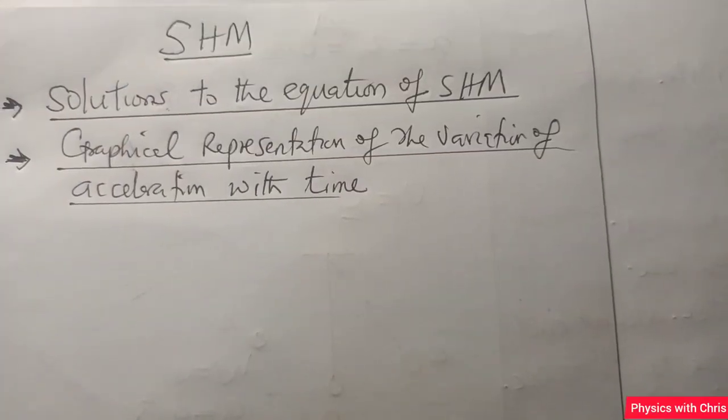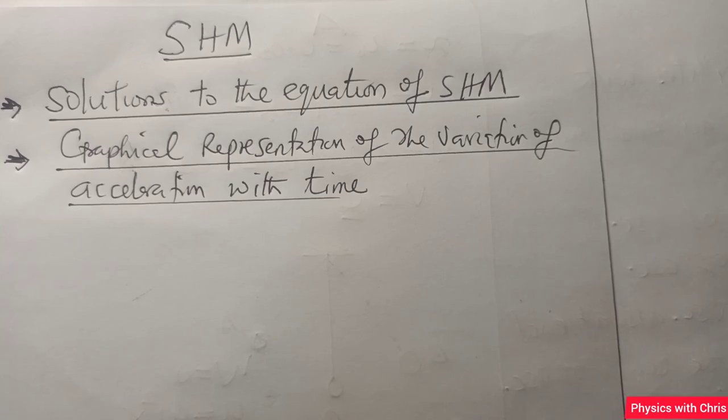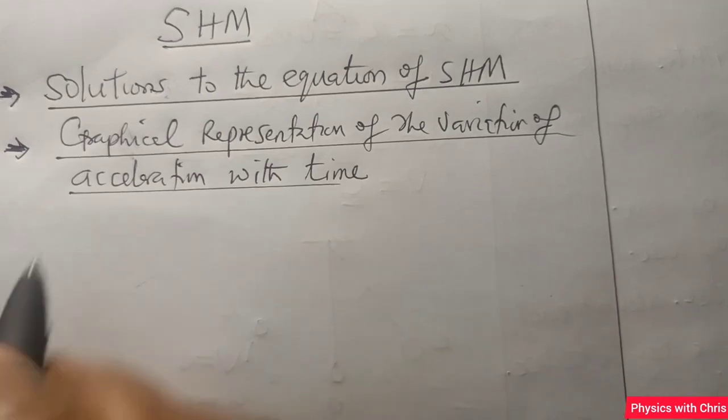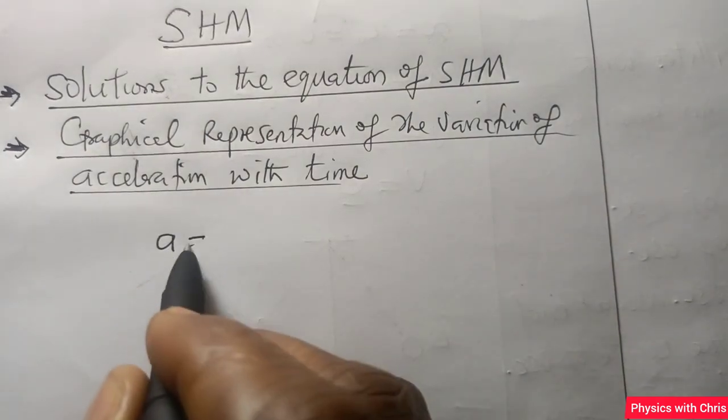Okay, in this video lesson, I'll be explaining the solutions to the equation of simple harmonic motion and then try to draw a graph or show the graphical representation of the variation of acceleration of simple harmonic motion with respect to time. Now, simple harmonic motion has been defined in terms of acceleration.